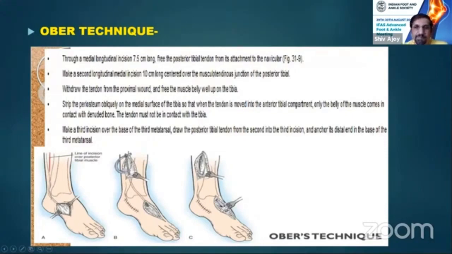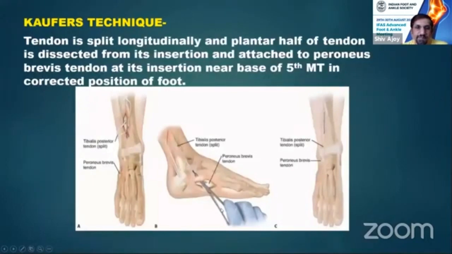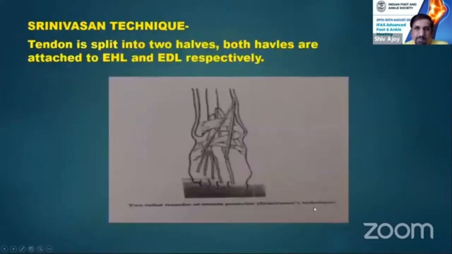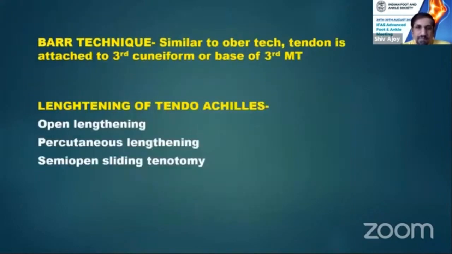So this is Cooper's technique. The tendon is split longitudinally and the plantar half of the tendon is dissected from its insertion, and it is attached to the peroneus brevis tendon at its insertion. So this is Srinivasan's technique. The tendon is split into two halves and both the halves are attached to the EHL and EDL respectively. In Bair's technique, it is similar to Ober's, but the tendon is attached to the third cuneiform or the base of the third metatarsal.